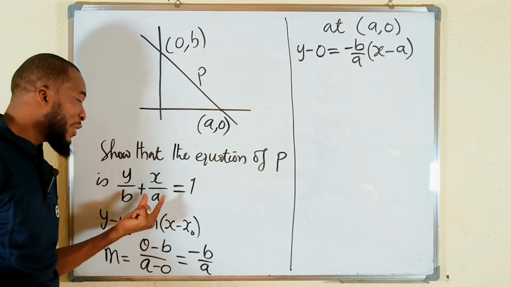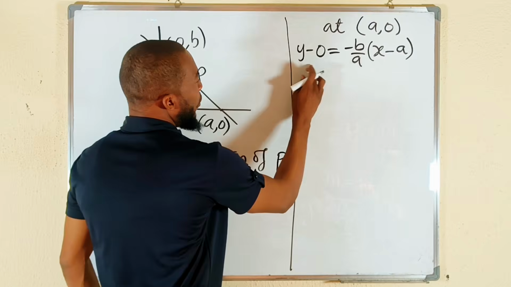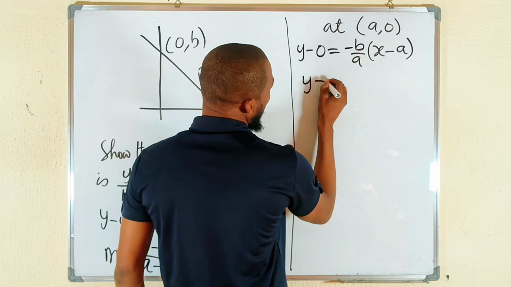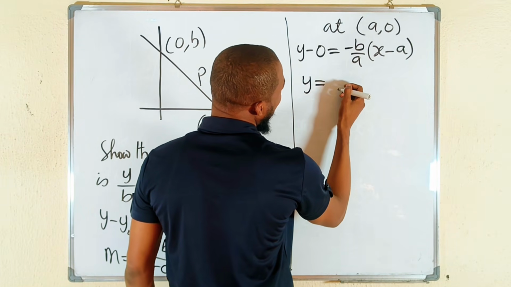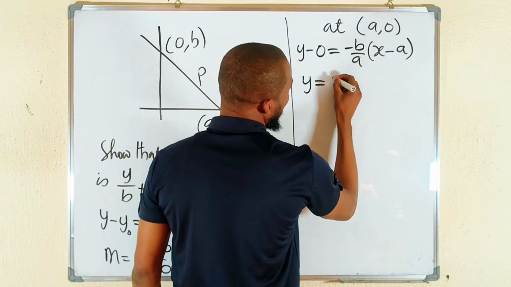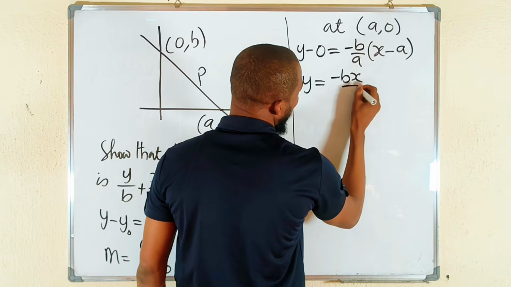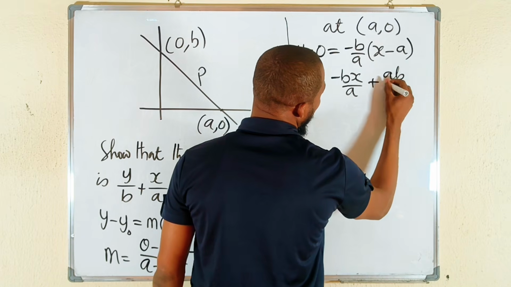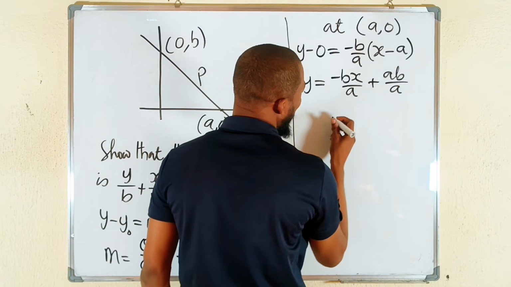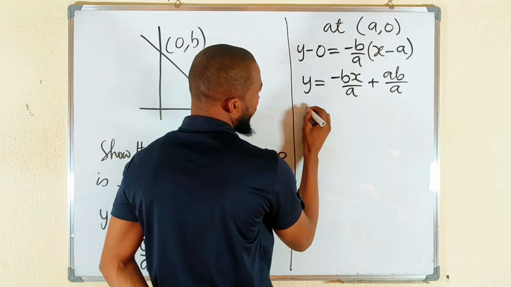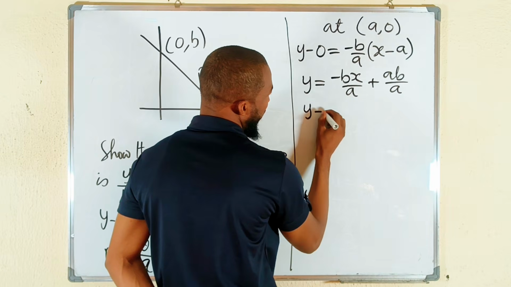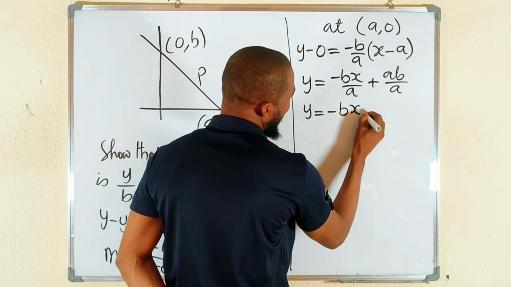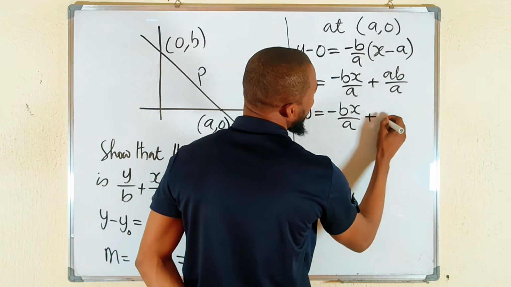So this is what we are going to simplify and see whether we can get the equation we are asked to show. y minus 0 is simply y equals, should I expand? Okay, minus bx divided by a. Minus minus is plus ab divided by a, and this a will cancel. So we have y equals minus bx divided by a plus b.